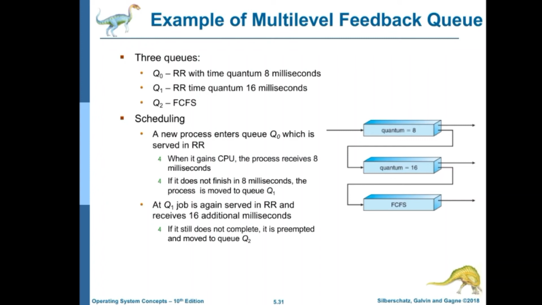Scheduling: a process enters Q0, which is served in round robin. When it gains the CPU, the process receives 8 milliseconds. If it does not finish in 8 milliseconds, the process is moved to Q1. At Q1, the job is again served in round robin and receives 16 additional milliseconds. If it does not complete, it is preempted and moved to Q0.